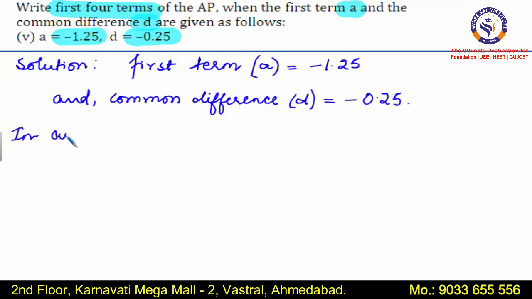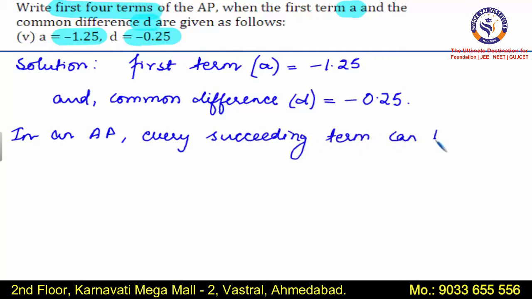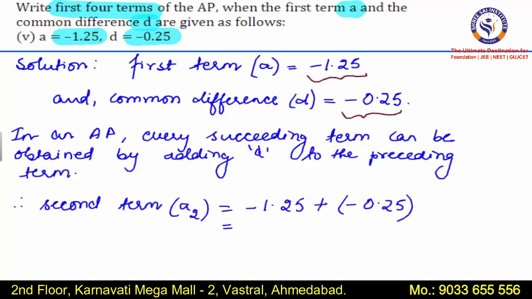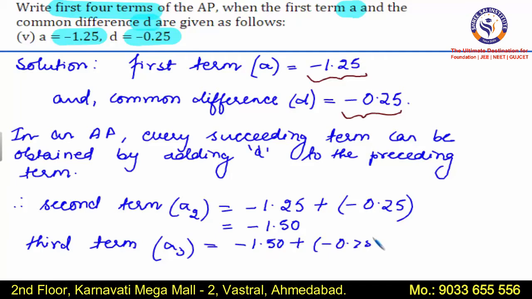We know that in an AP, every succeeding term can be obtained by adding the common difference D to the preceding term. So the second term is minus 1.50. Third term can be obtained by adding the common difference to the second term, that is minus 1.50 plus minus 0.25, and this is equal to minus 1.75.